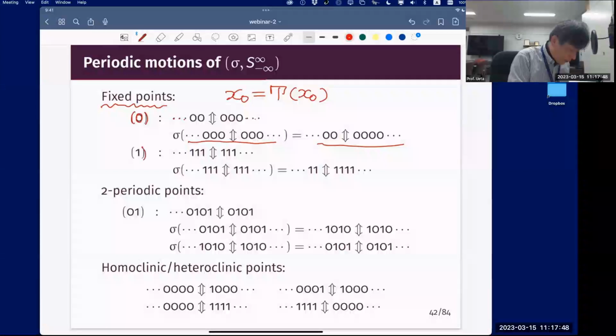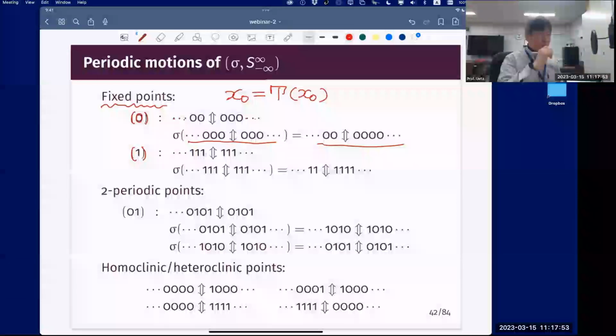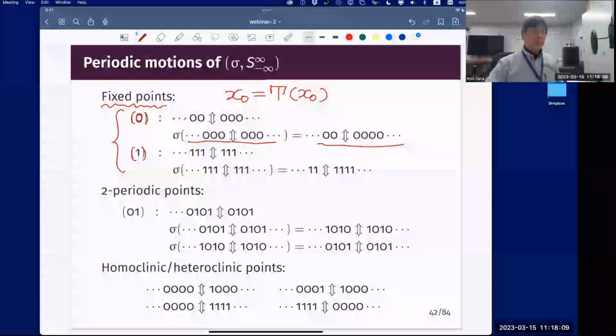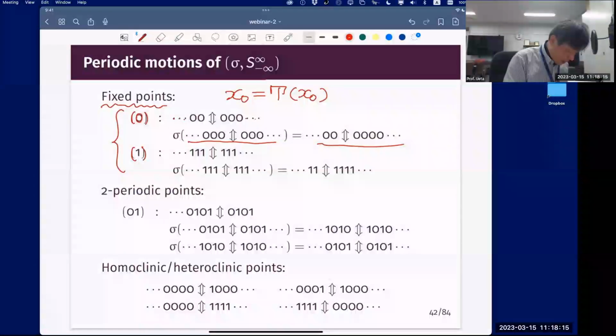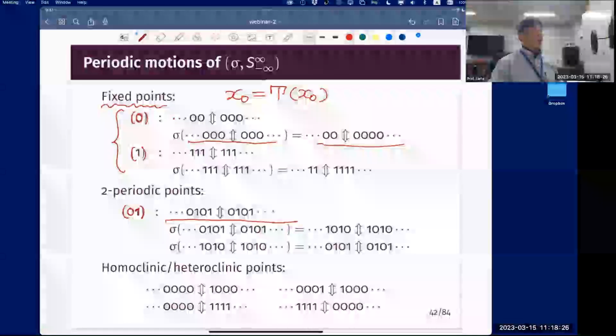Similarly, the basic sequence 1: apply the shift map once, and you still have the same sequence. Then there is a period 1 fixed point. Okay. Similarly, let me check 0, 1. Then you have this infinite sequence.